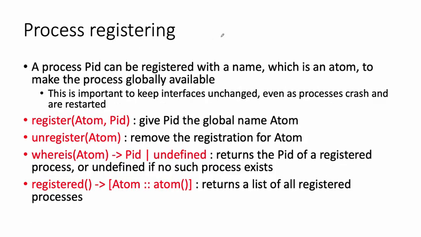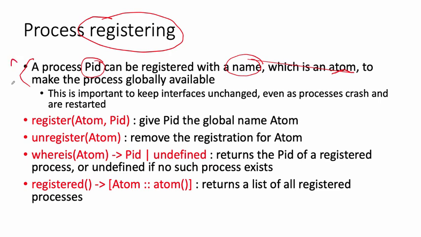First of all, one new idea is process registering. You can take a process ID and register it with a name, which can be an atom. This is a symbolic name that you can actually display on a screen and print. It's with characters, it's an atom. This makes the process globally available. Anybody who knows the atom can send a message to the process. This is actually a very important idea.